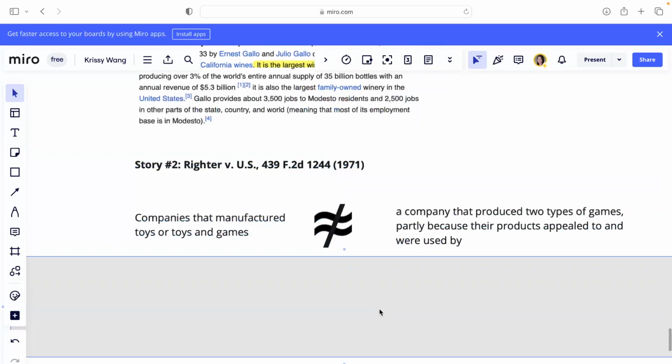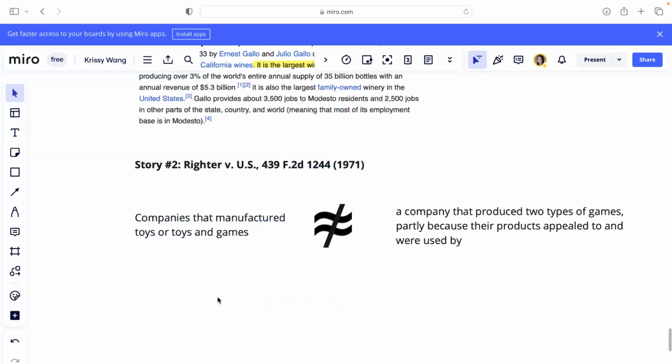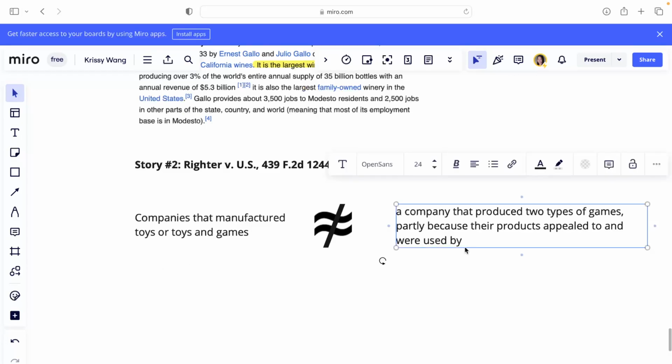And the second story is also quite interesting. It's about Ryder versus US. Basically, the court decided companies that manufacture toys or toys and games are not sufficiently similar to a company that produced two types of games, probably because their products appealed to and were used by different age groups. Sorry, I missed age groups.